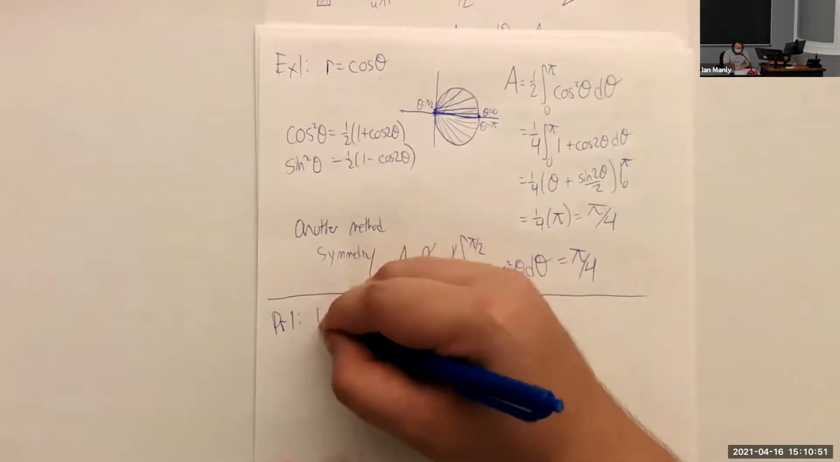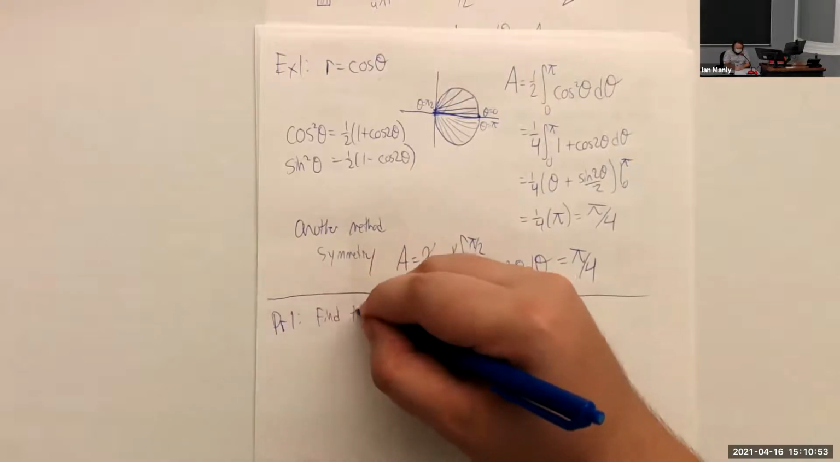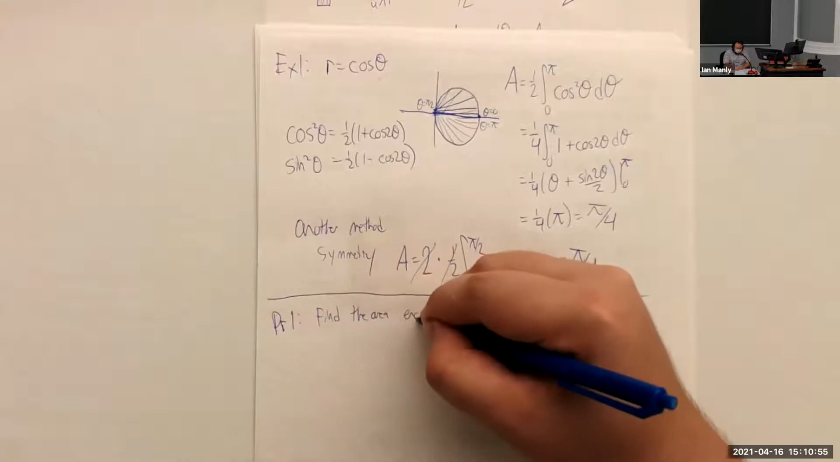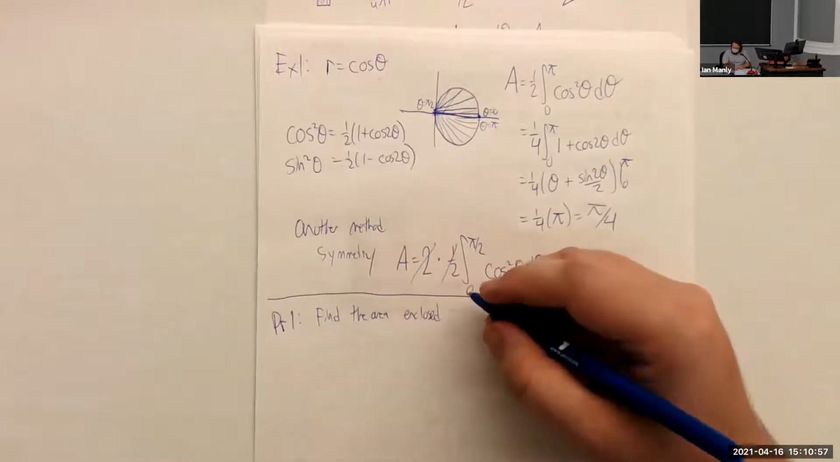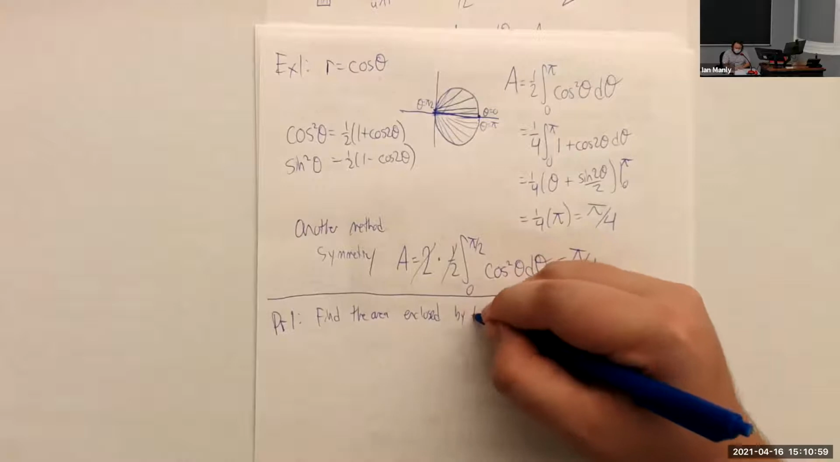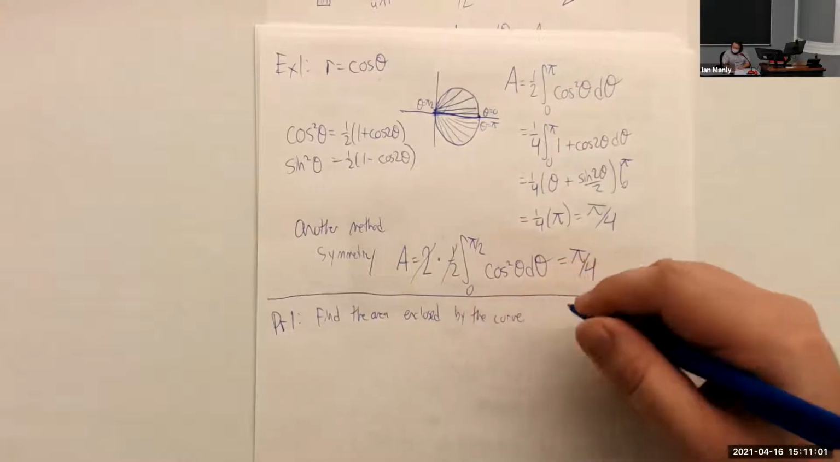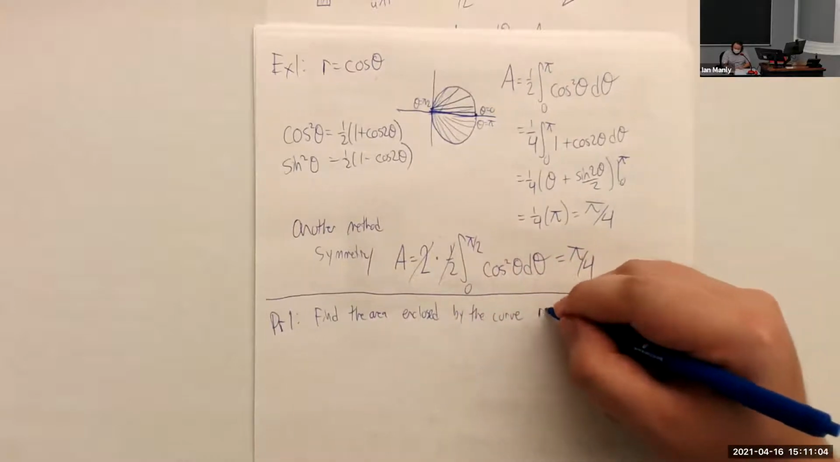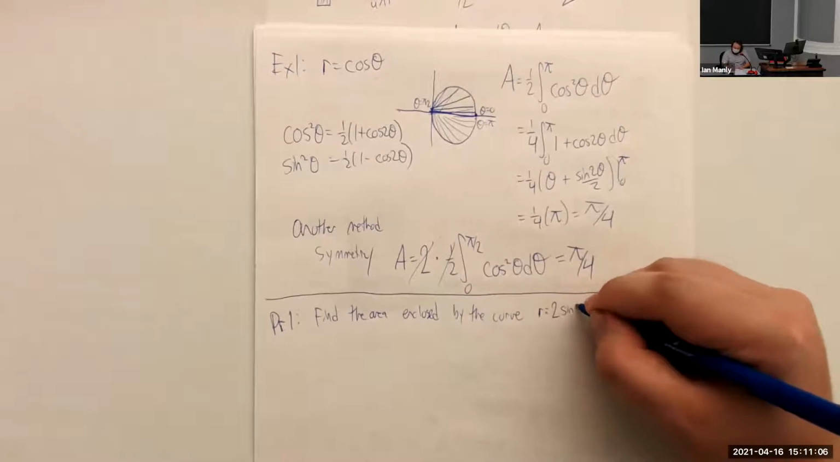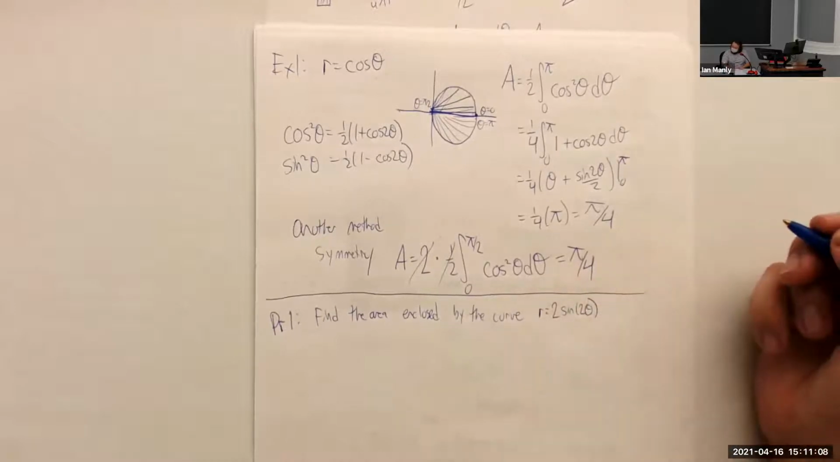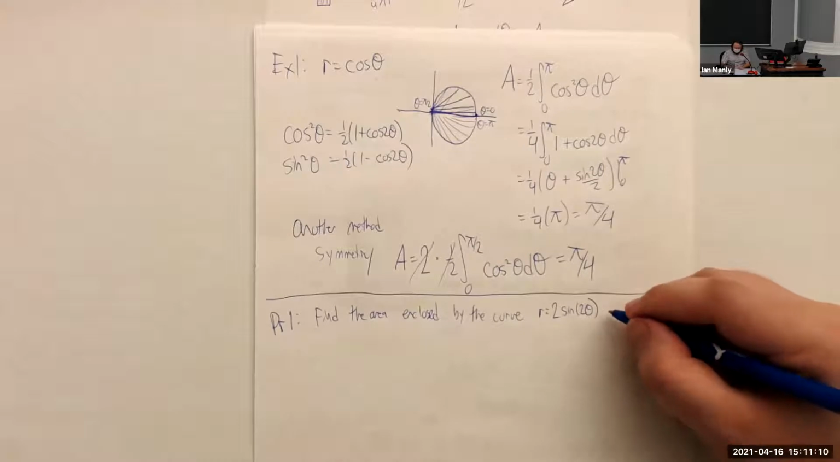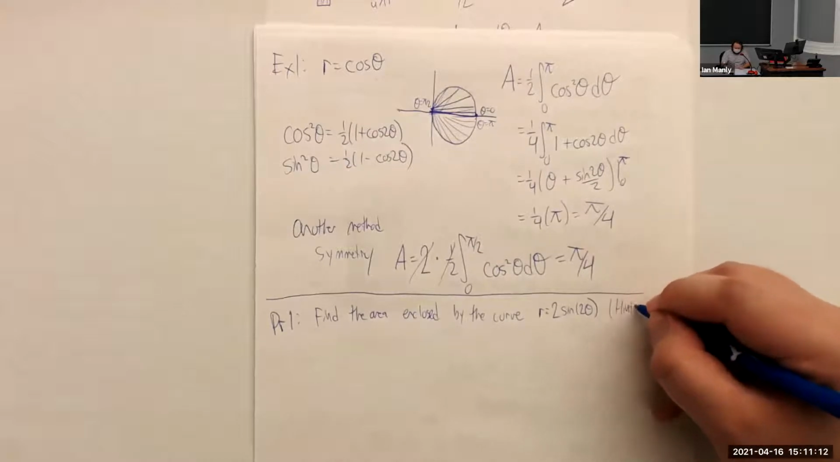All right, so for our first practice problem, find the area enclosed by the curve r equals 2 sine of 2 theta right here. My hint for this is to use symmetry.